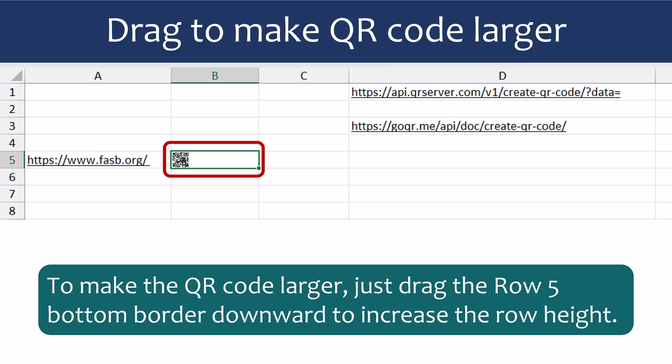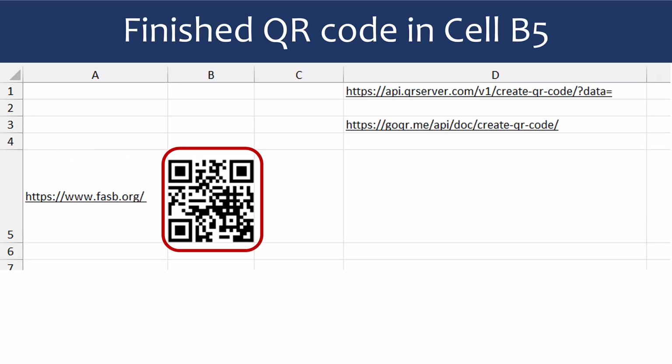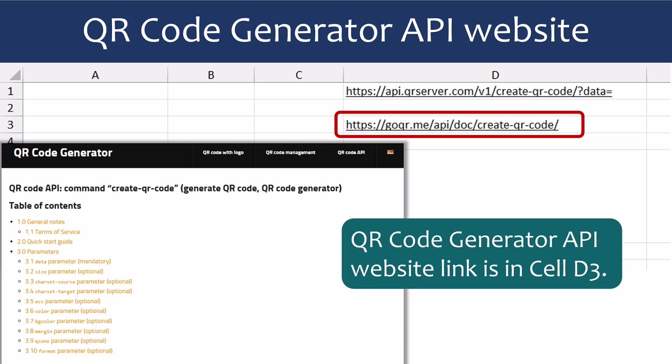Note, if a blocked error message is returned, you might need to change the permissions on your computer to allow this. Another option is to try using Excel for the web instead. And here is the completed QR code for FASB in cell B5. If you want to dive deeper into the QR code generator API, the link to the website is here in cell D3.